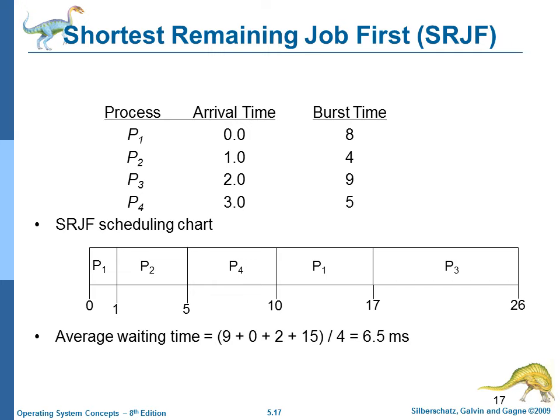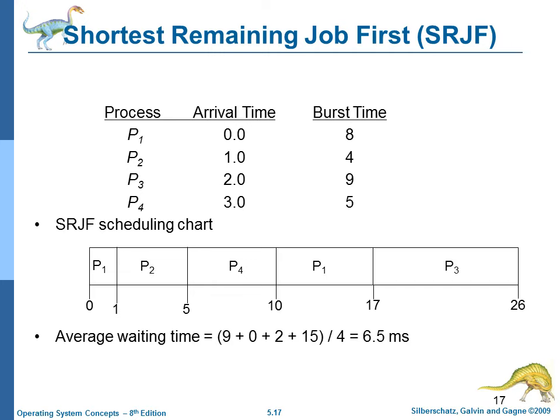Process number 1 needs 7 milliseconds of the CPU time. Process number 2 needs actually 4 minus 1, which is 3 milliseconds, and process number 3 needs 9 milliseconds. The shortest one among the 3 processes is process number 2, and so on.